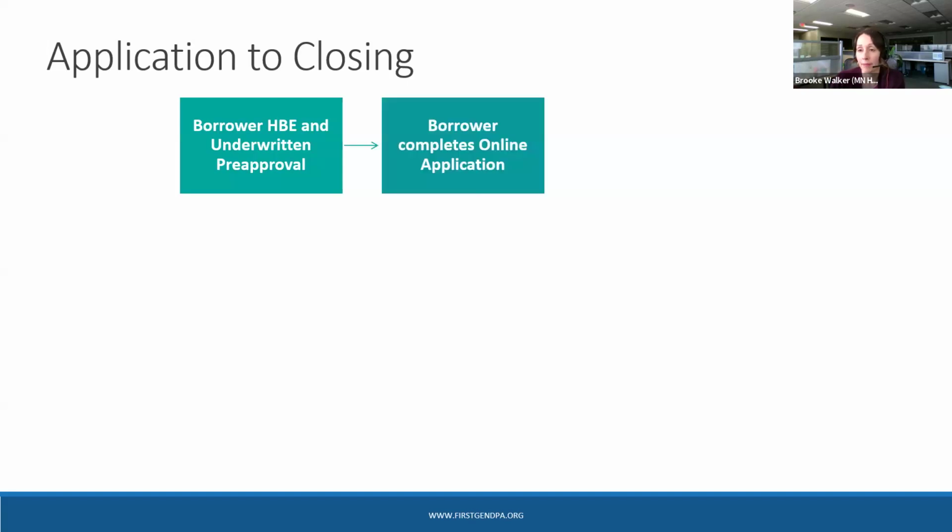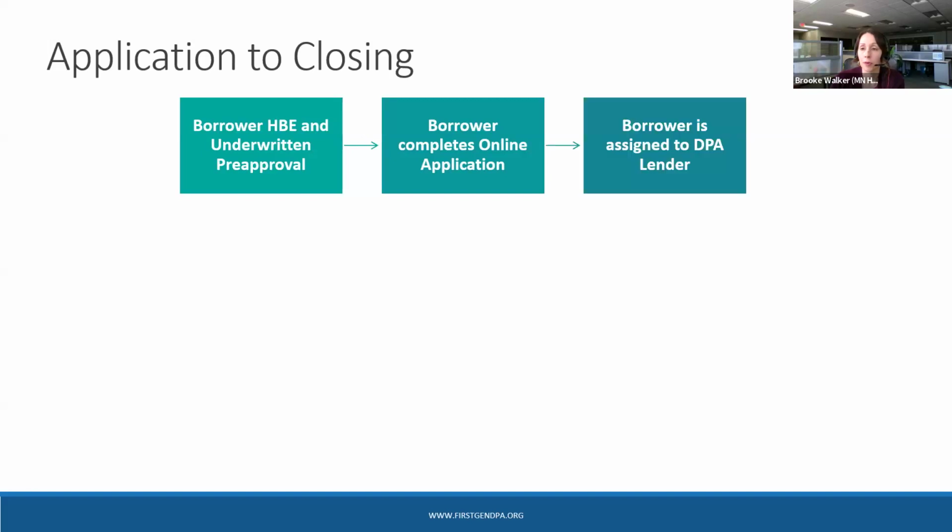Once the program launches, I, as a borrower, would go online and complete an application. The application is going to include some basics on household, just so that we can tell the story of who this is reaching. I am also going to be asked to upload my homebuyer education certificate as well as my underwritten pre-approval. The borrower will then be assigned to a DPA lender. There are going to be about 10 DPA lenders statewide that are going to originate this product.